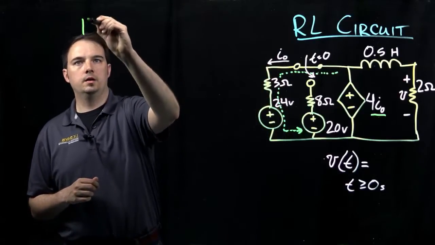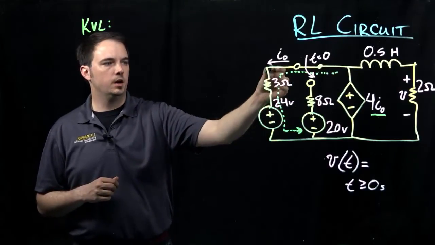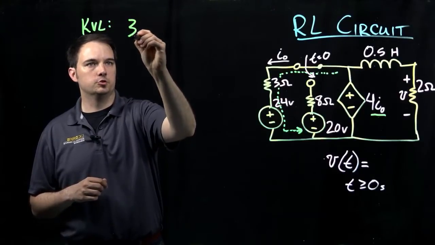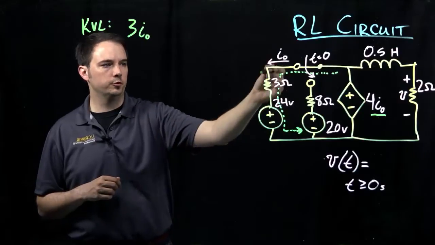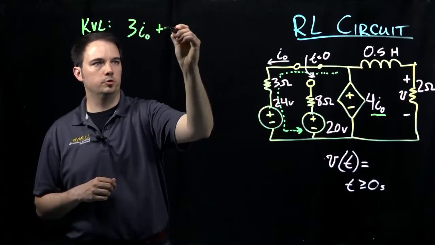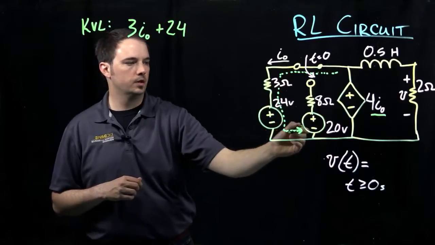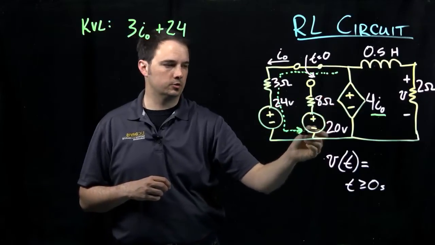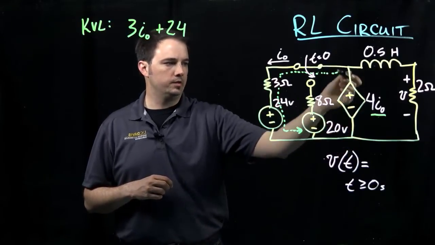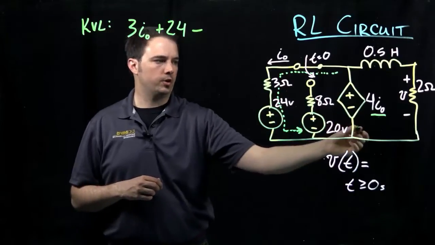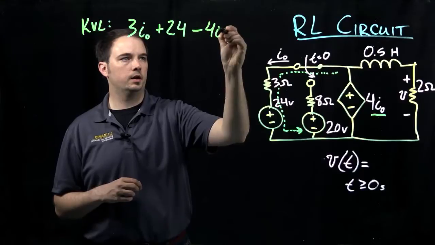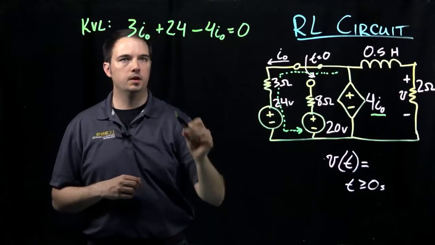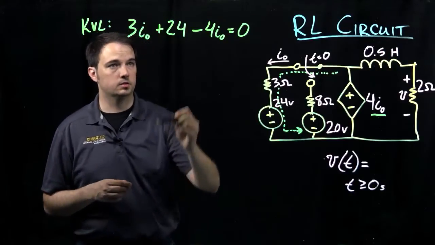In writing that, this would be a KVL type of expression. The voltage drop across my 3 ohm resistor, of course, voltage equals current times resistance, so this would be 3 times I naught. We have a voltage drop across the 24 volt source, so I add that into the equation. Coming around, the 20 volt source and the 8 ohm resistor have no impact, so I'm just crossing over that branch because it's not connected. Then I have a voltage rise here, so it would be subtracted off as the quantity 4 I naught. That's the last element in this single loop, so I just have those 3 quantities.